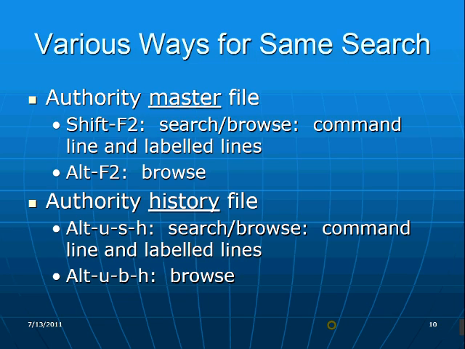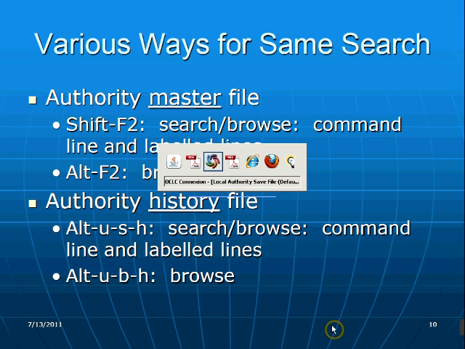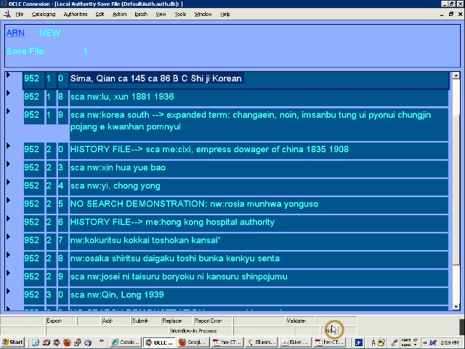Likewise, for the authority history file, Alt-U-SH opens an authority history search window. Inside the authority history search window are a command line through which either a search or a browse command may be entered, and labeled lines for specifying search terms. Also for the authority history file, Alt-UBH opens an authority history browse window through which browsing may be executed. Let's try some search approaches for the Korean translation of Sima Qian's Shiji, this work.